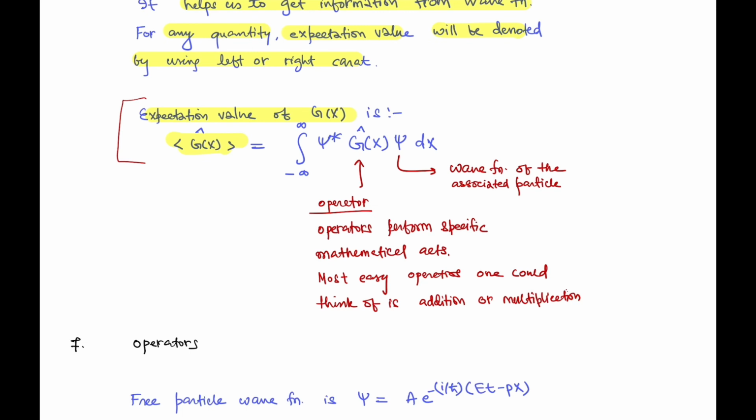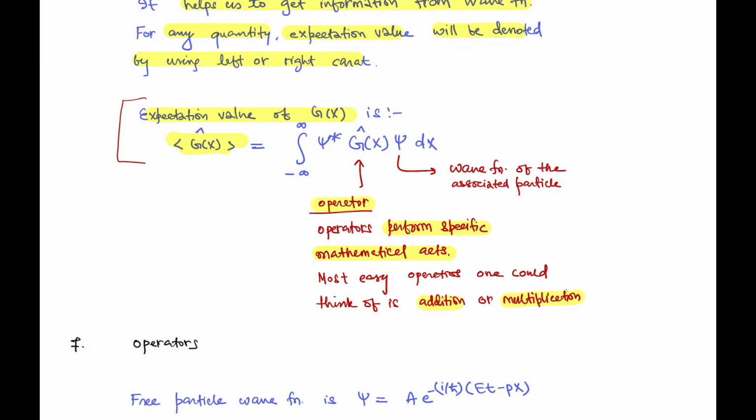But right now, just know that this is the operator, and operators are something which perform specific mathematical actions. For example, addition or multiplication is also a kind of operator, because you are doing some operation. If there is a plus sign, you are adding them. If there is a multiplication sign, you are multiplying them. That means you are doing some kind of operation, and that is why they are named operators.